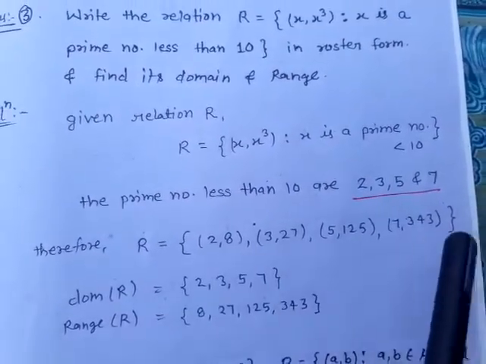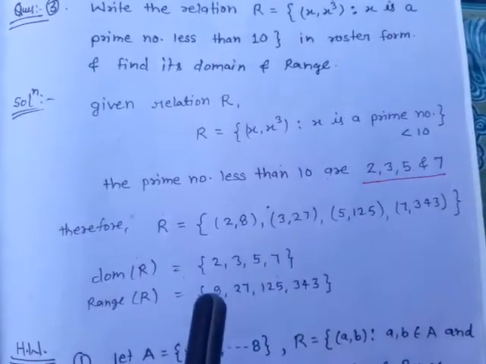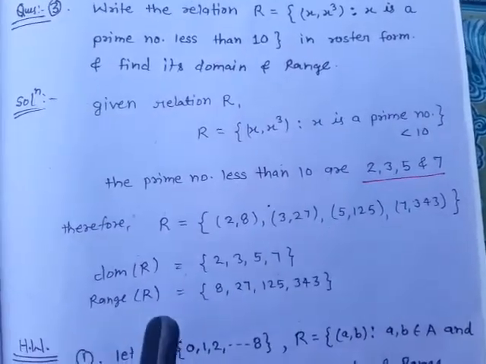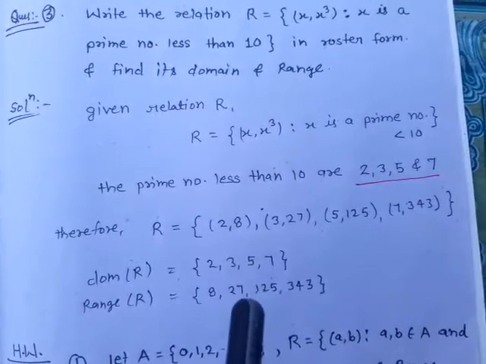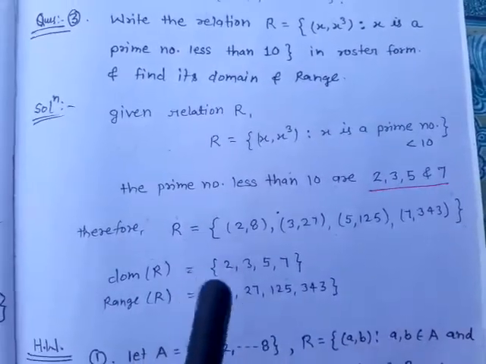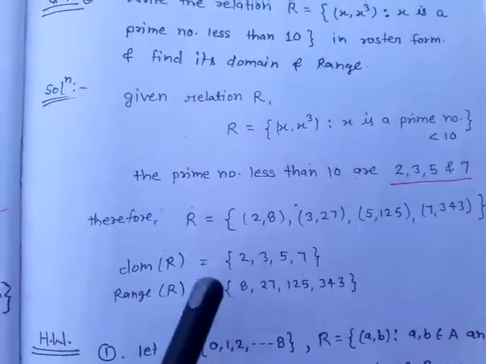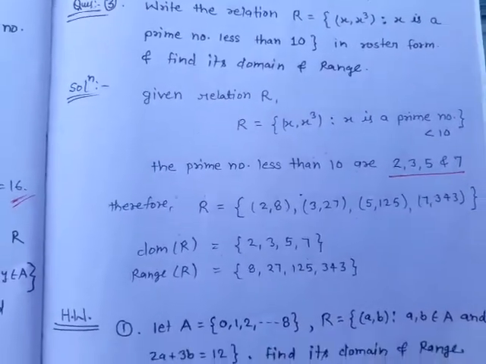There are 4 elements in relation R. The domain is all the first elements: 2, 3, 5, 7, and the range of R is all the second elements: 8, 27, 125 and 343. This is the format for finding the relation, domain, codomain and range. Using this lecture you can solve your homework.